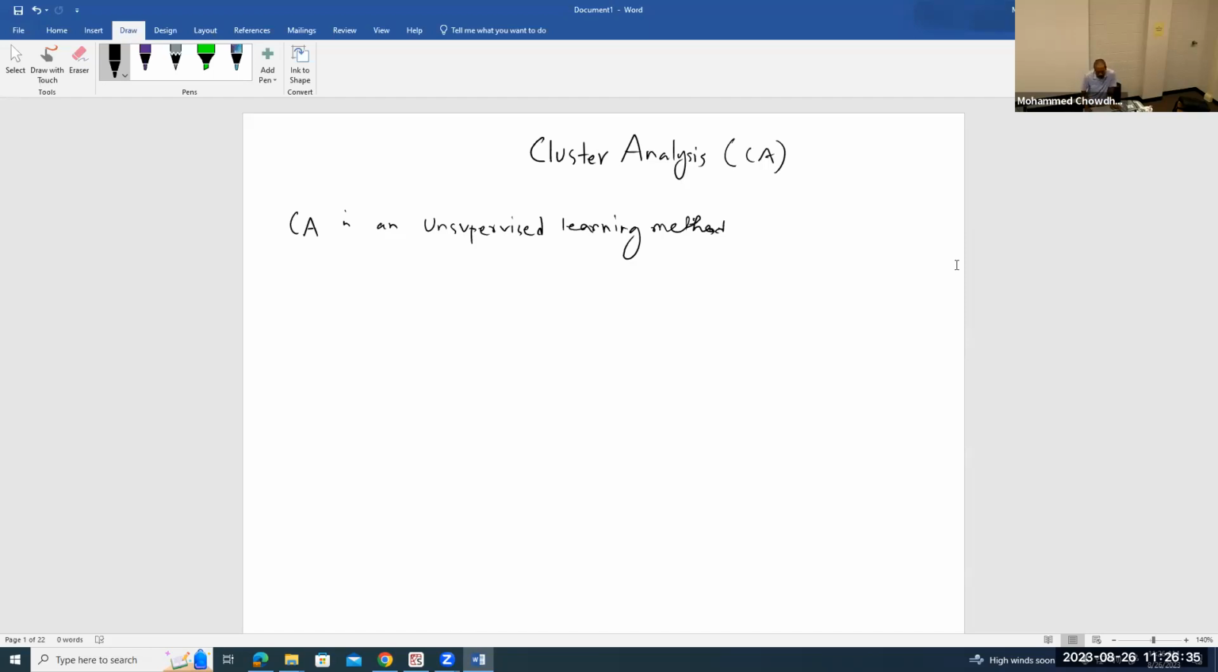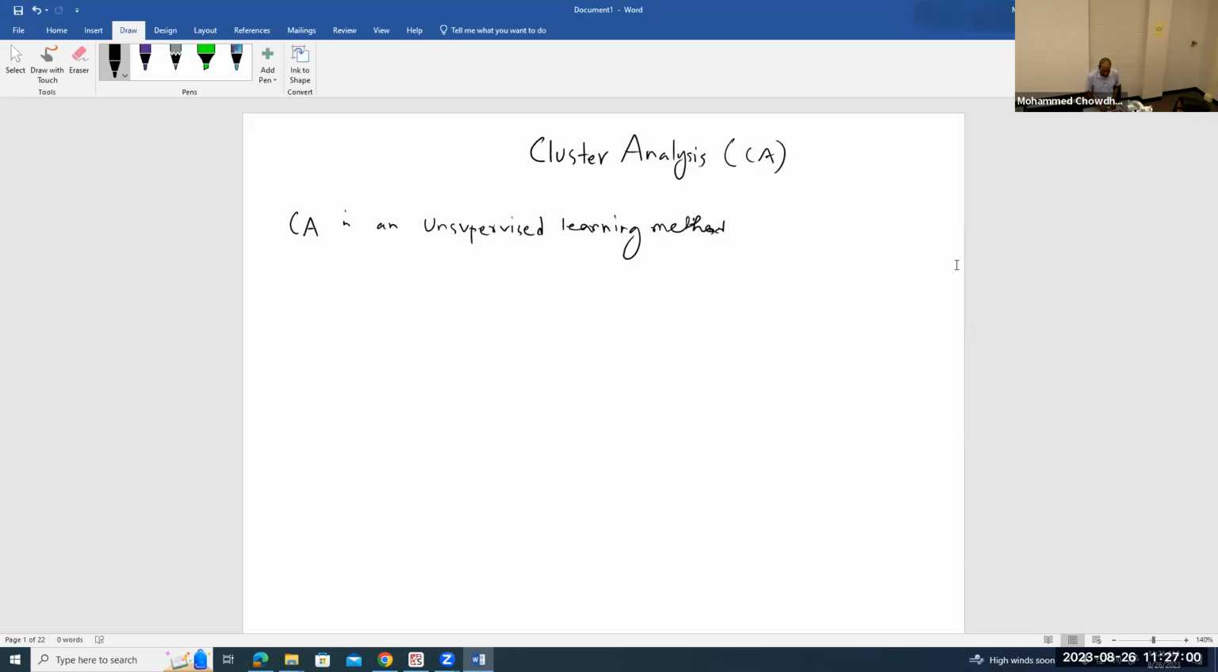What is the purpose of cluster analysis? The purpose of cluster analysis is to segment the entire data into a number of homogeneous clusters so that within cluster variation is minimum, between cluster variation is maximum. So this is the main idea of cluster analysis.